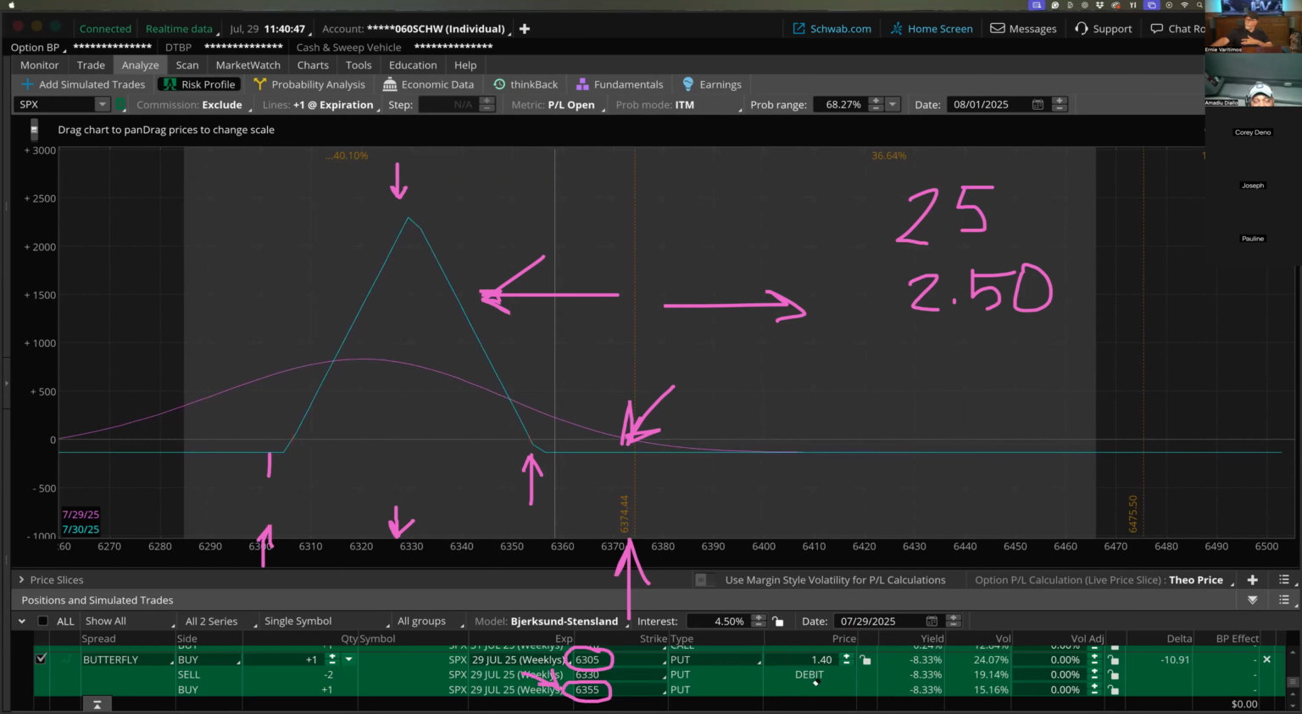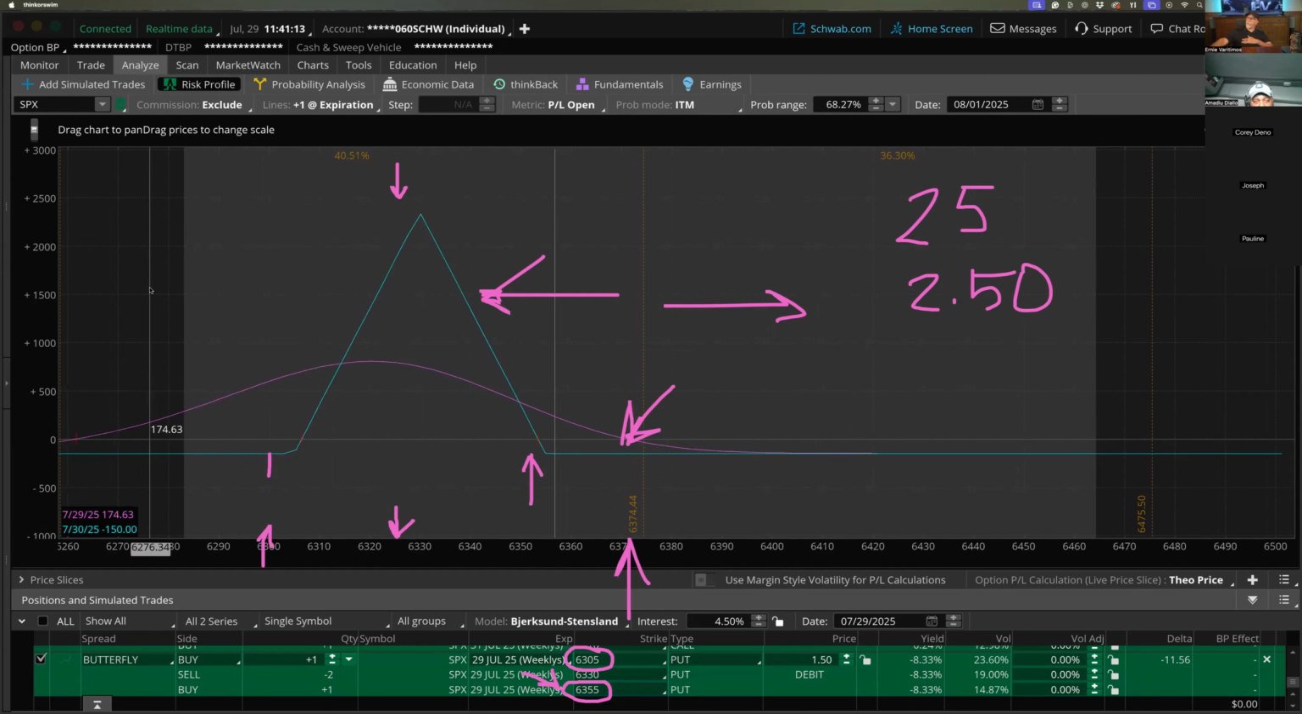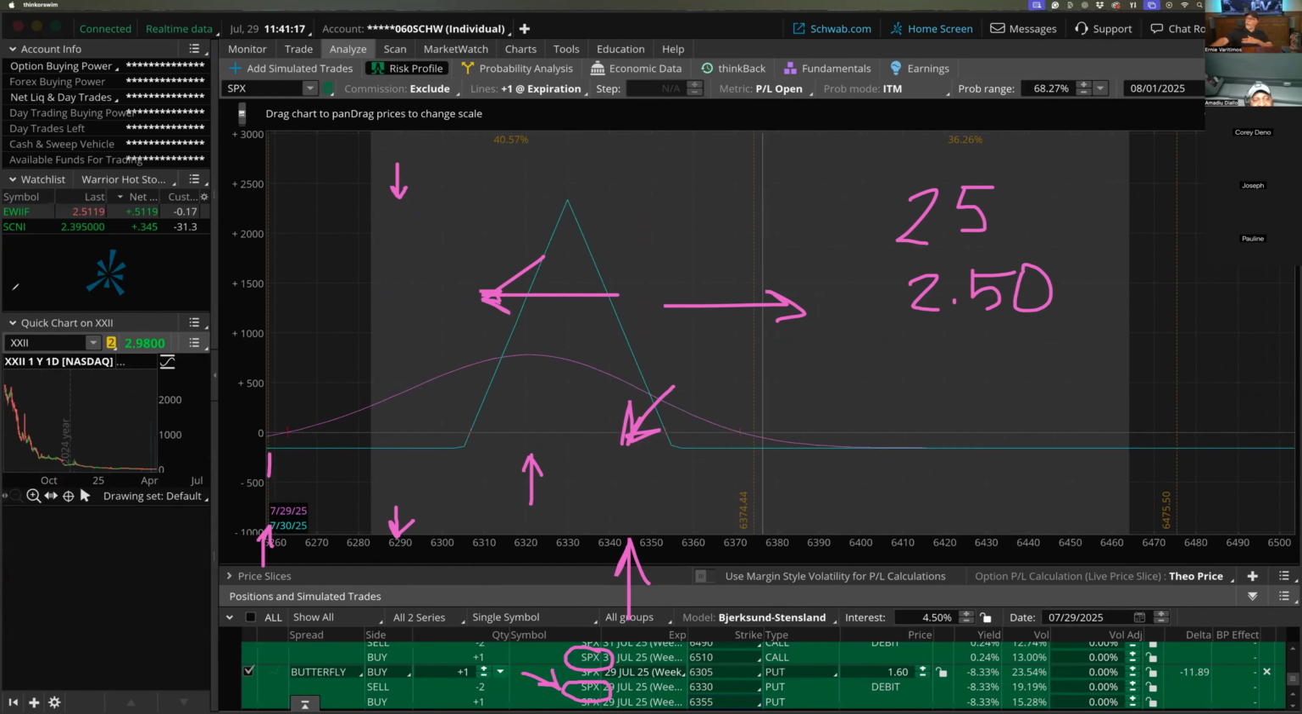If it was more than what you want to pay, you're going to keep the width the same. Let's say it's more than what I want to pay. I say I don't want to pay $1.40. I want to pay under $1. So I want to keep the width the same. So what I have to do is move this entire butterfly further away from the market. I have to move all the strikes to the left, further away.